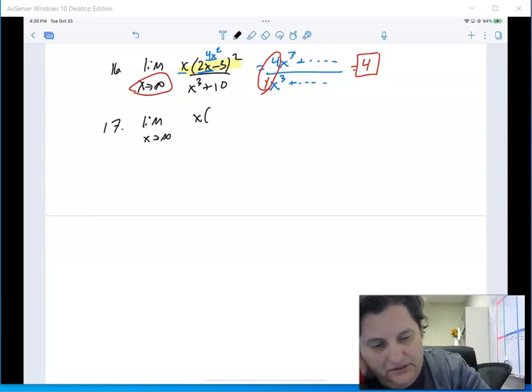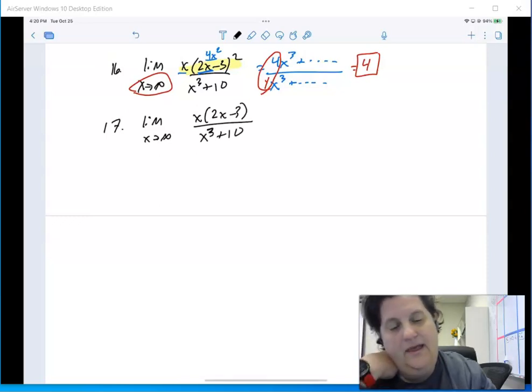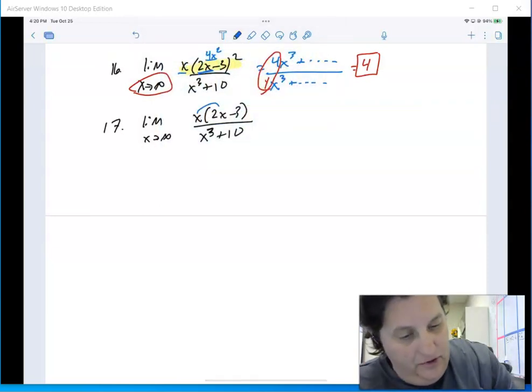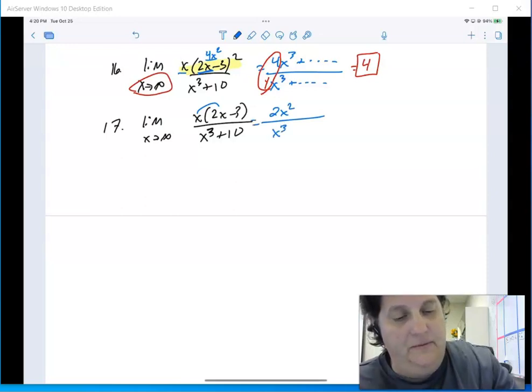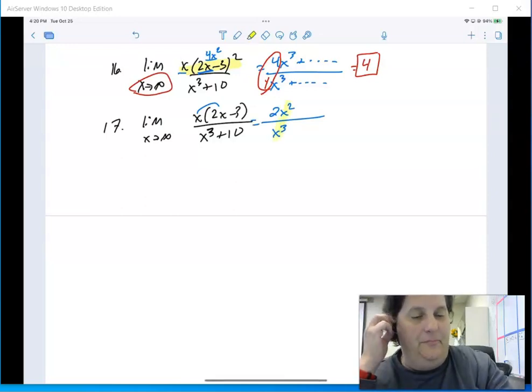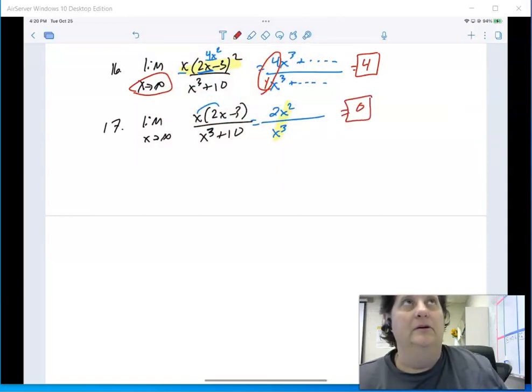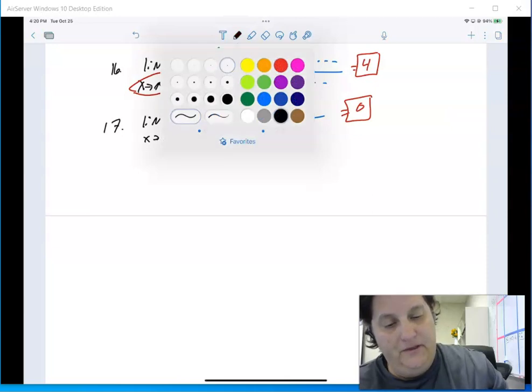Oh, I was like, that's the same question. Not exactly. If I were to multiply this one out, I would just get 2x squared on the top, x to the third on the bottom. And the rule for that is if the bottom degree is bigger than the top, it always goes to 0. Yeah, okay.